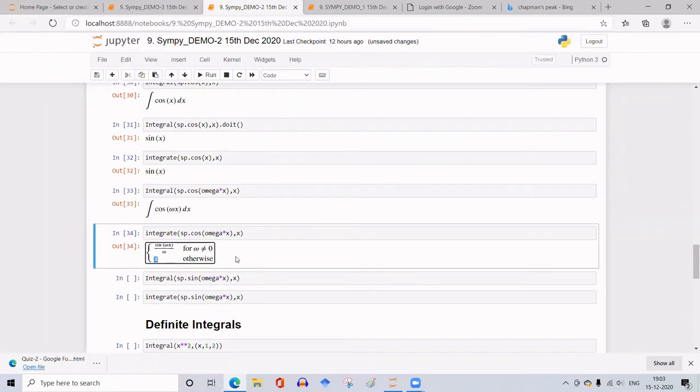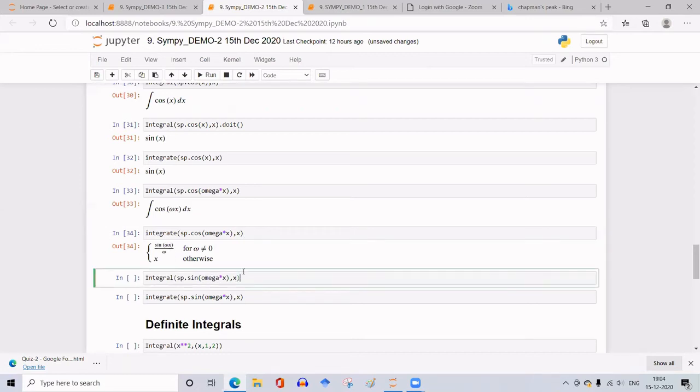X, is it not? So, yes ma'am, this is valid for all values of omega except omega equal to 0. For omega equal to 0, it is x. So that is the beauty of it. It considers all possible cases for the variables in the expression we are integrating.